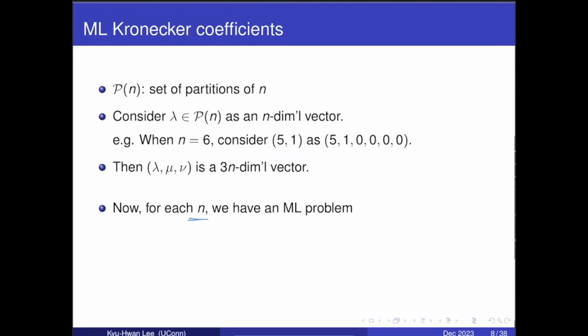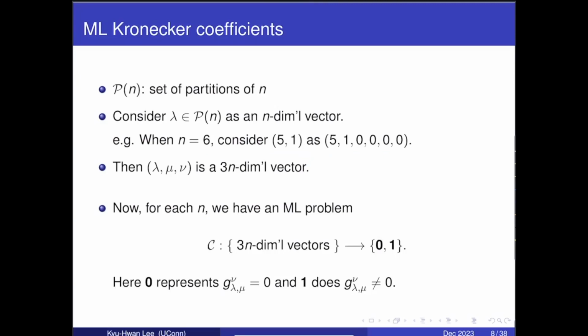Now for each n, we have a machine learning problem. It's simply this. We have the set of 3n-dimensional vectors, and from that set we want a classifier which gives us 0 or 1. 0 represents the case when the Kronecker coefficient is 0, and 1 represents the case when the Kronecker coefficient is non-zero. Clearly, this is a binary classification problem, and it's a very typical machine learning problem. Okay, that's the setup.